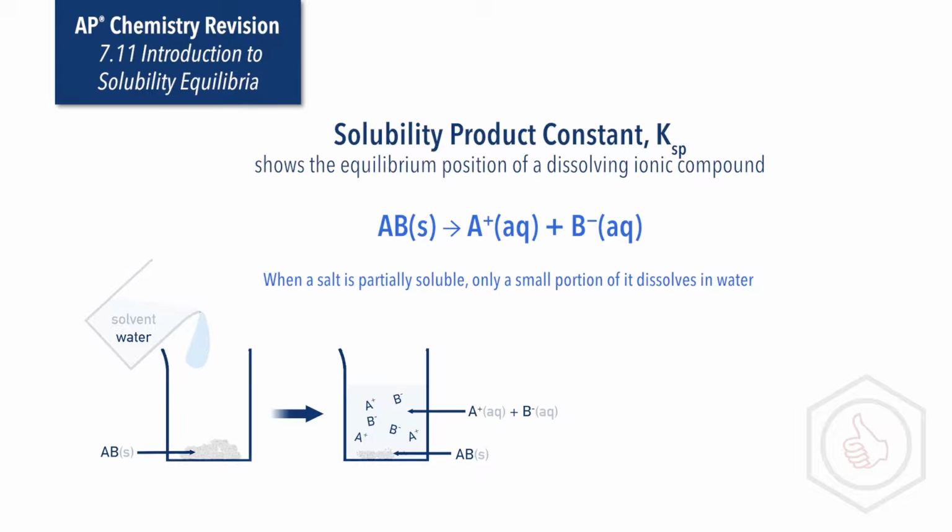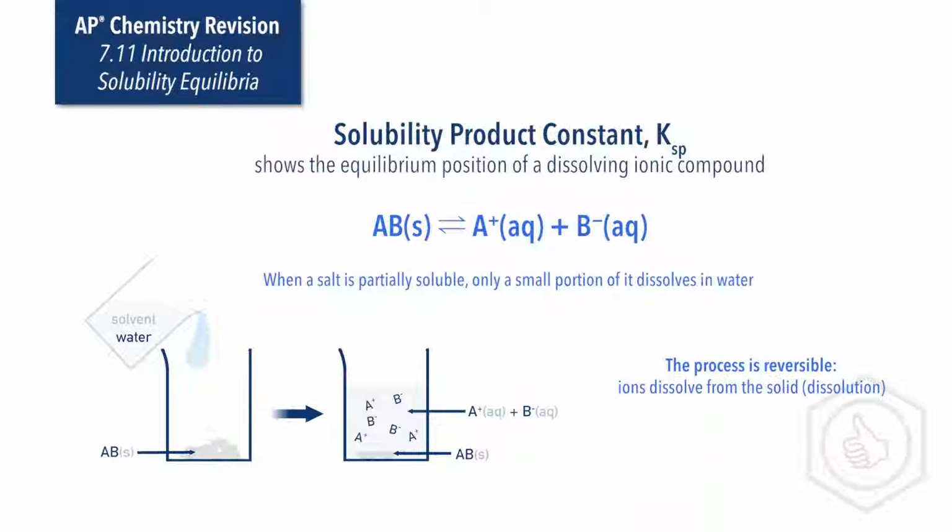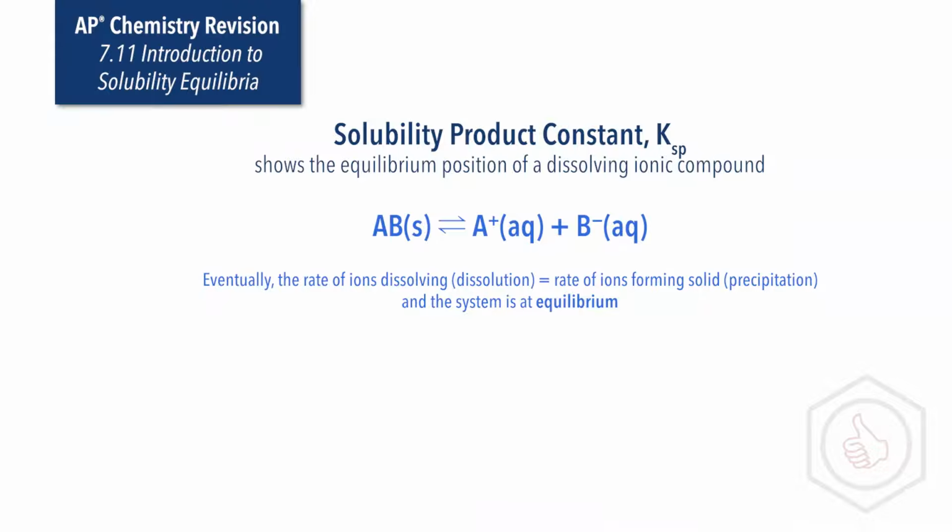Now, the process of dissolving is reversible. As ions dissolve from the solid into solution, dissolution, some also recombine to reform the solid salt, precipitation. Because of this, when a solid dissolves in water, some ions are constantly breaking away and entering the solution, but also some ions from the solution are recombining to reform the solid. Eventually, the solution reaches a point where the breaking away of ions, so dissolution, equals the rate of solid formation, so precipitation. At this stage, the system is at equilibrium and the concentration of dissolved ions stays constant, even though the solid is still present.